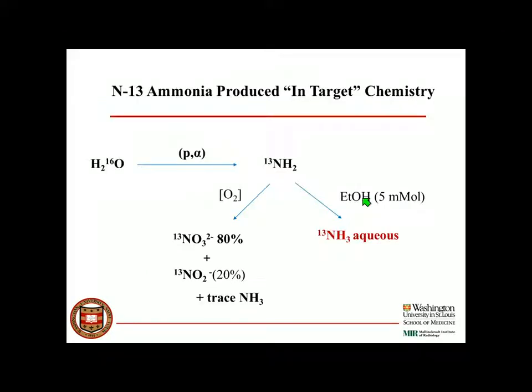As far as the actual process, we just take the O16, bombard it with the protons, and we form the ammonia. The problem is that ammonia is very unstable in water, so we actually have to add a 5 millimolar solution of ethanol, essentially as a scavenger, so that we really end up with ammonia as our final product. Otherwise, we get nitrites or nitrates formed. So it's really simple. We just take an IV bag, add ethanol into the bag, shake it up, and then that's what we load into our target to bombard to produce the N13.